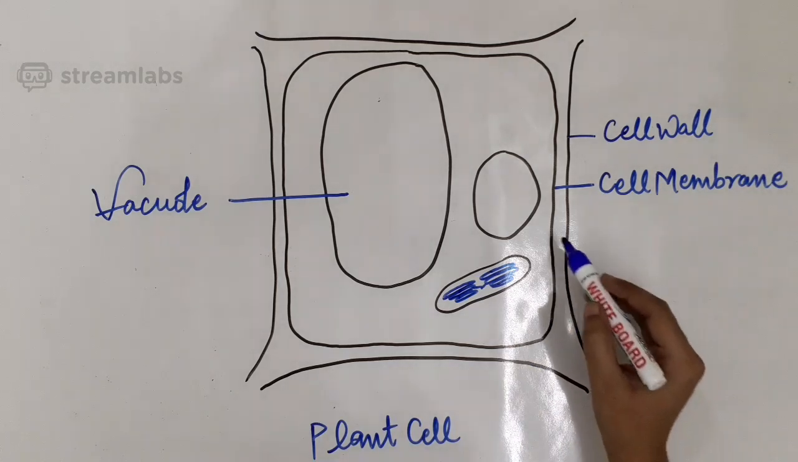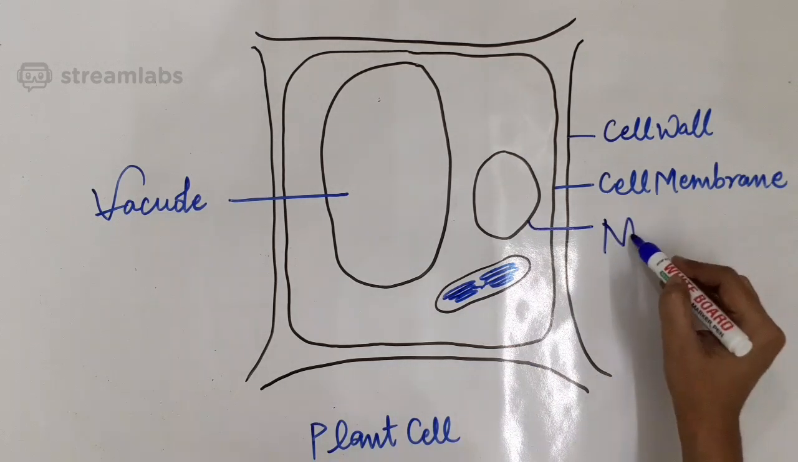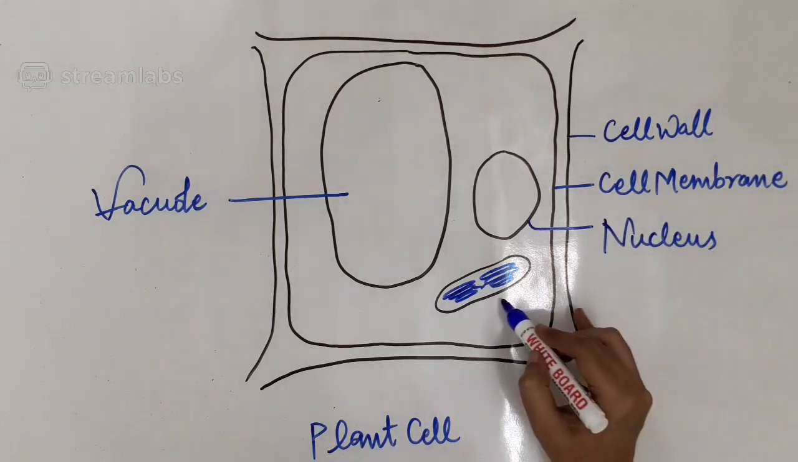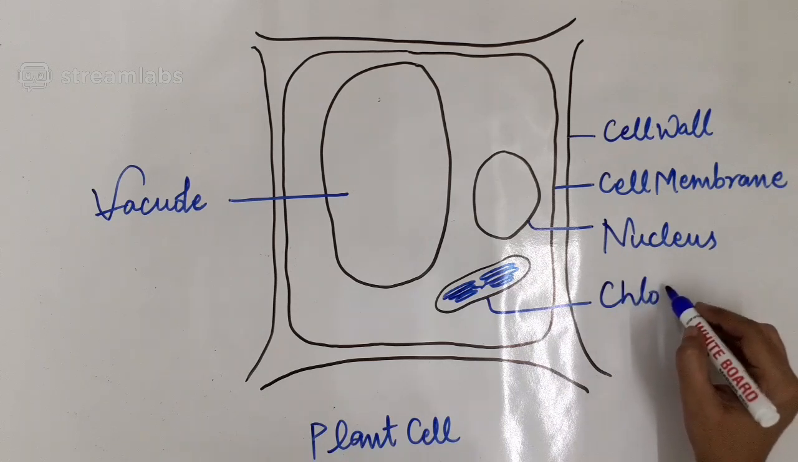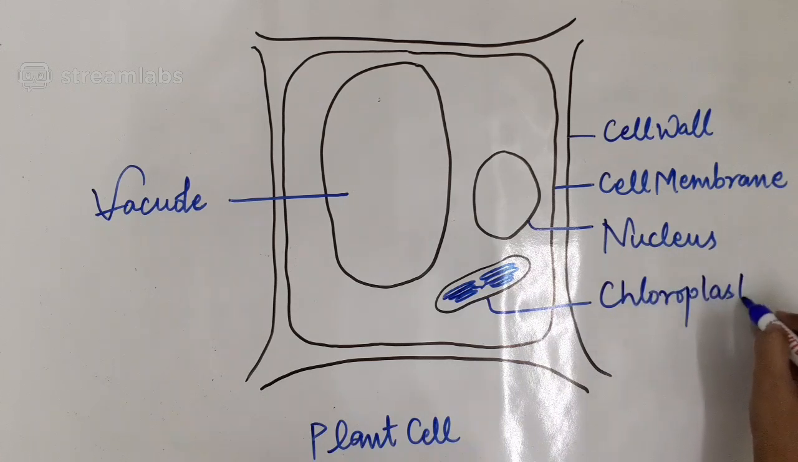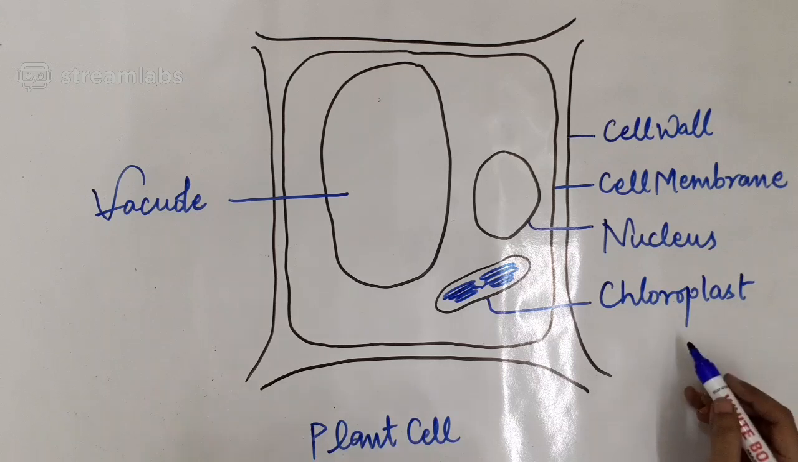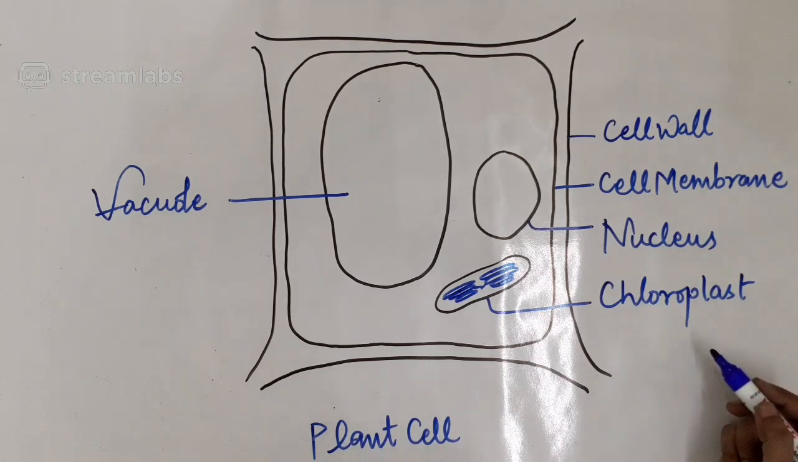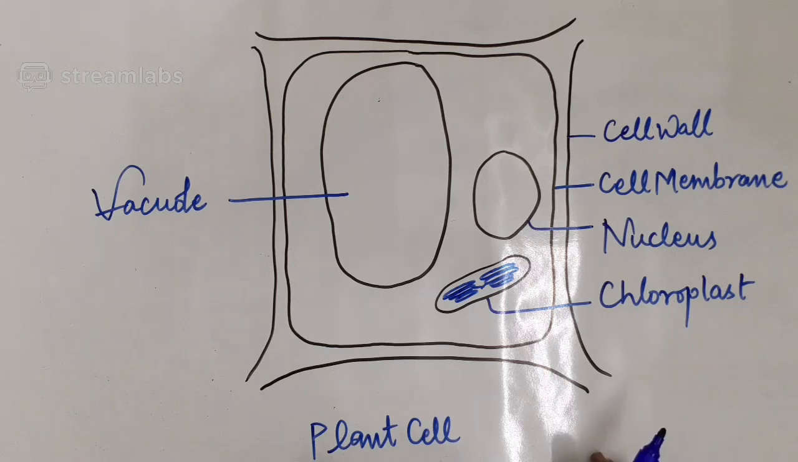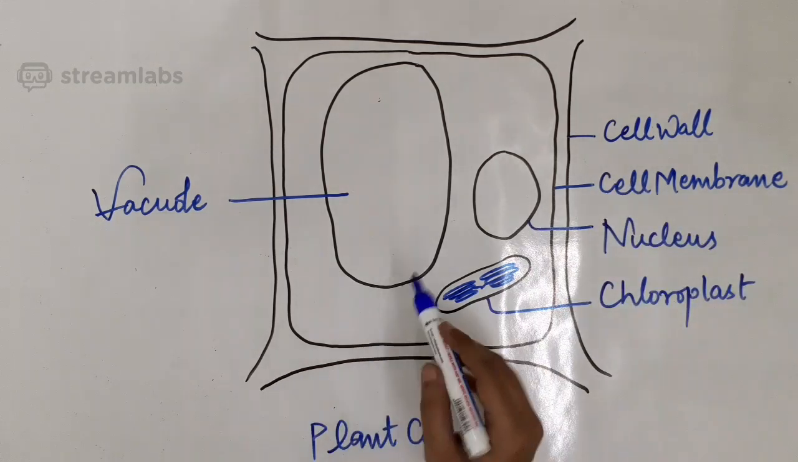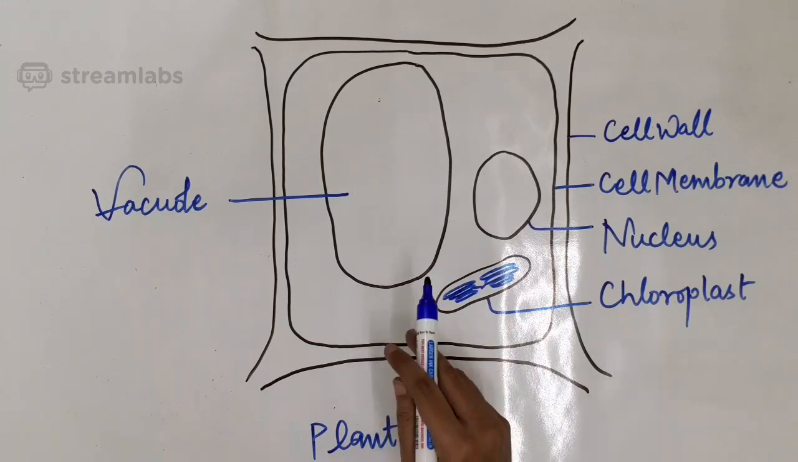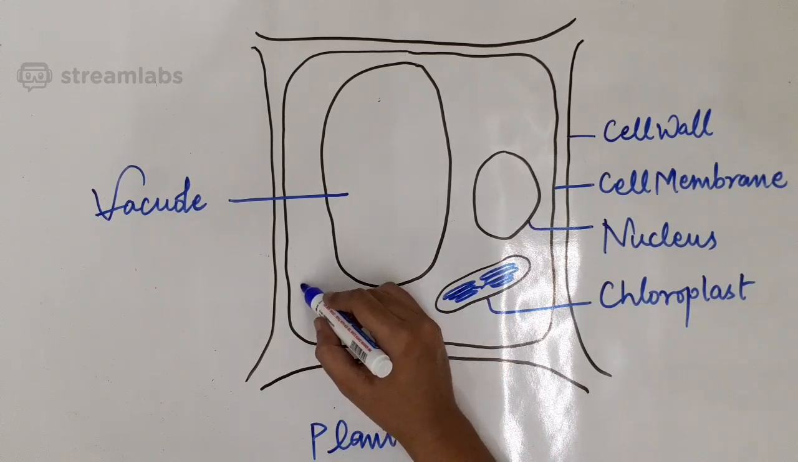Okay, this is known as the nucleus, and this portion is known as the kitchen of the cell, that is the chloroplast. Chloroplast contains the green colored pigment called chlorophyll that traps the solar energy and converts it into chemical energy in plants. In this, the Golgi bodies are called the dictyosomes.